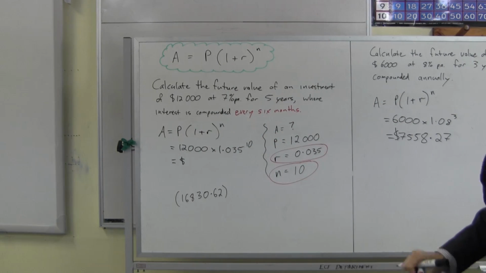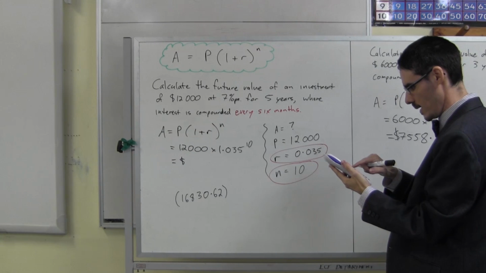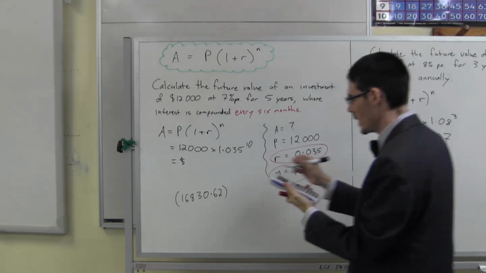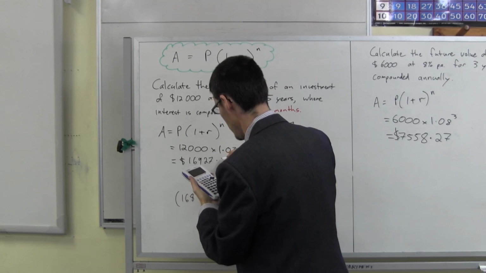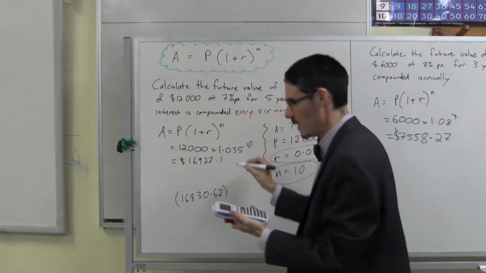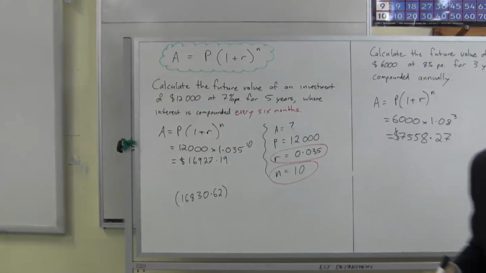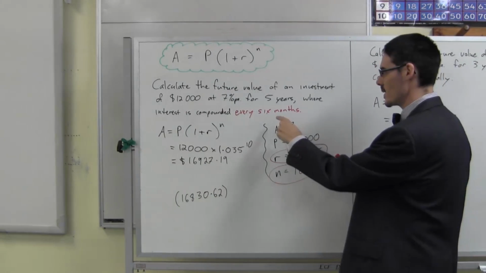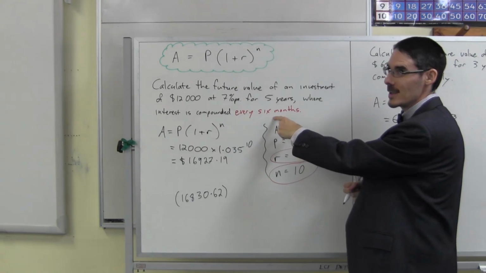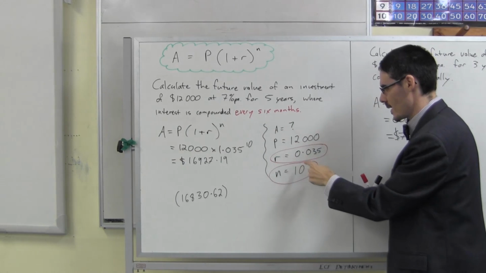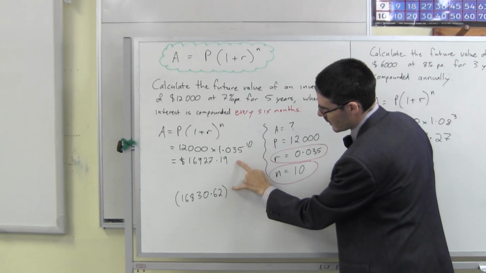Okay, let's get our calculator out. 12,000 times 1.035, power of 10. It is 16927.185, so I'm going to round up to 19, because the bank will do that. Okay, so if I get paid interest every 6 months, then I end up with half the rate twice as many times. And look at the difference in figure.